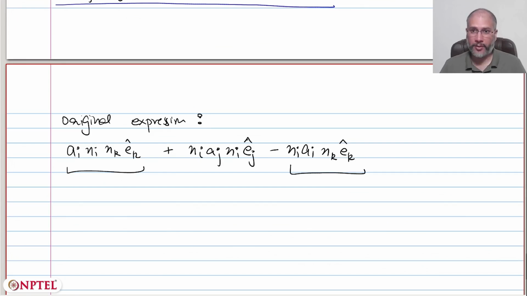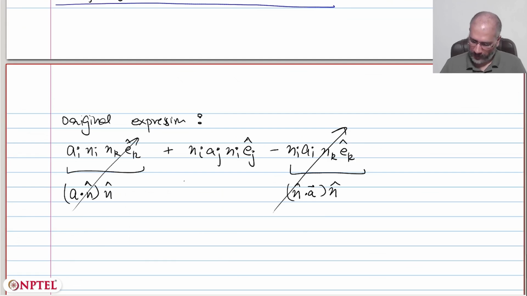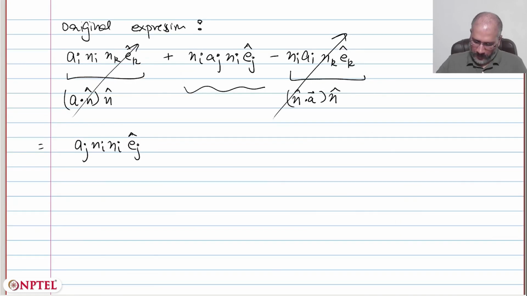So we can see that these two are the same. The order of ai and ni does not matter because they're scalar components, nk, ek. So this is basically a dot n times the vector n. You can see it here as well. It's n dot a times a vector n. They are the same, so they will cancel, because it's the same quantity subtracted from itself, and we are left with this quantity. So the final is aj ni ni ej, right? And what is ni times ni? Well, n is a unit vector, so ni dot ni is basically n hat dot n hat, and a unit vector dotted with itself is 1, by definition. So this is simply aj ej, and that is nothing but the vector a.